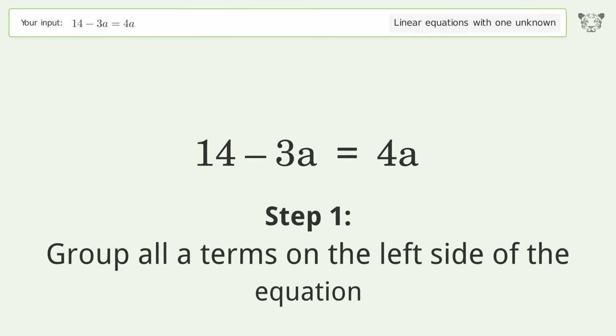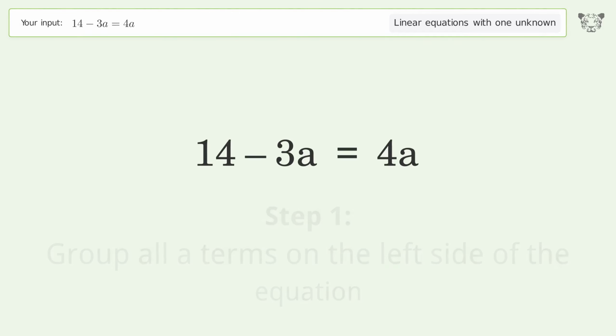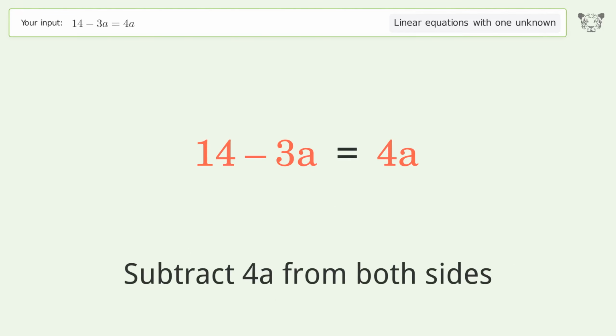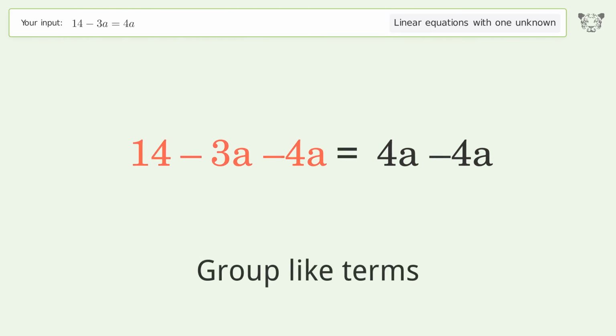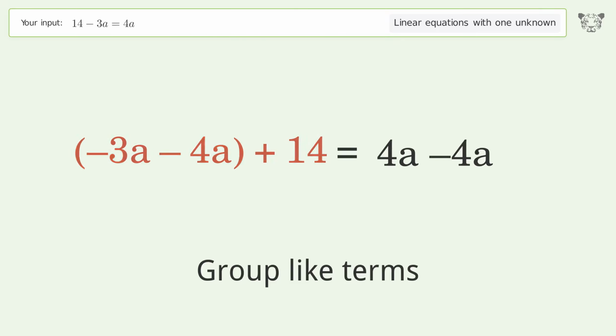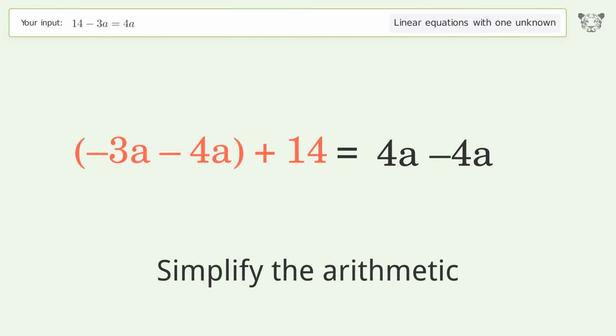Group all a terms on the left side of the equation. Subtract 4a from both sides. Group like terms. Simplify the arithmetic.